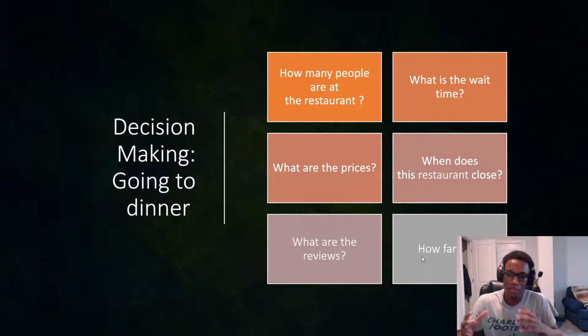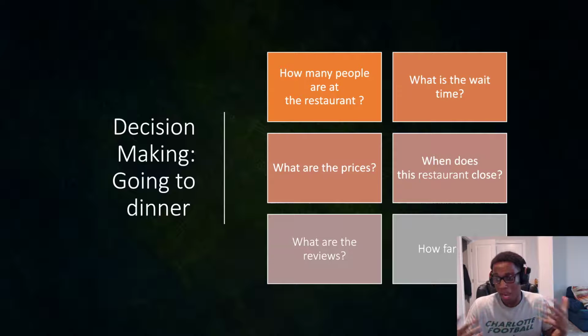right? All of these questions, when you get the answer is the data point, and based on that data point, we can then make future decisions, right? Because I know I wouldn't want to wait an hour to eat at a restaurant. So if they had a sign that said that, you can then make an actionable decision against that.